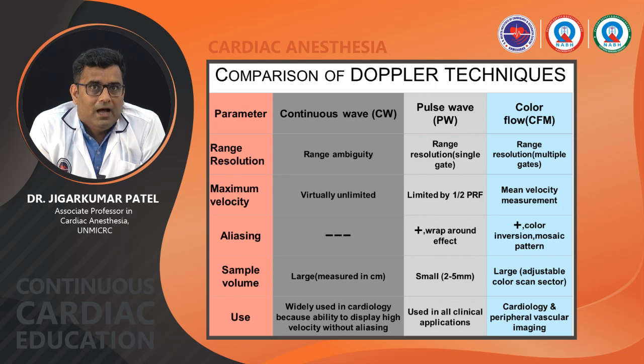Sampling volume is large in continuous wave while small in pulse wave, while you can adjust it in color flow, whichever you like, to increase or decrease the sampling volume. And as for uses, continuous wave is used in cardiology because of its ability to display high velocity without aliasing, while pulse wave is also used in cardiology but also in other clinical applications, and color flow is also used in cardiology along with peripheral vascular imaging.